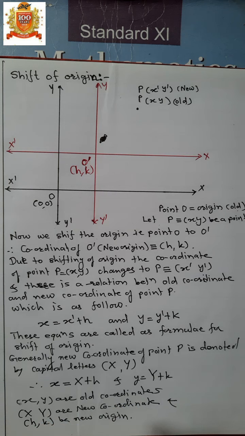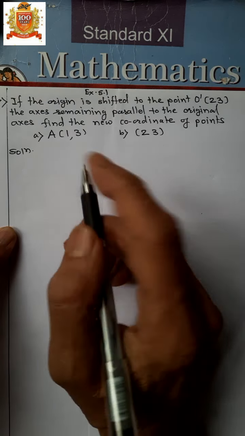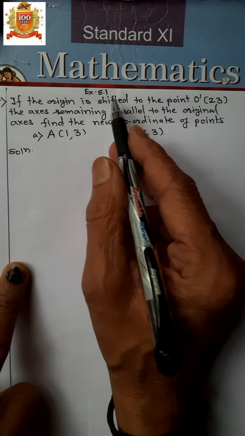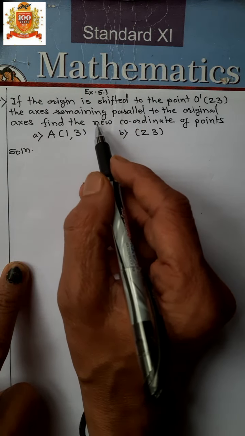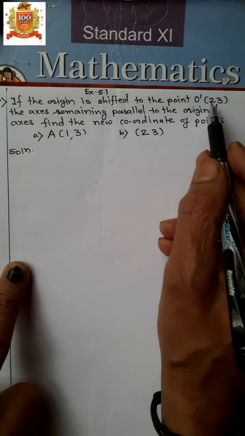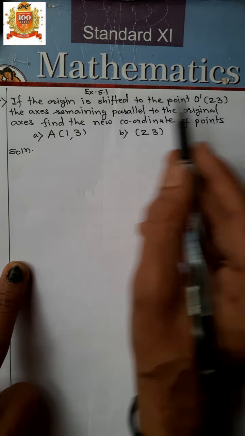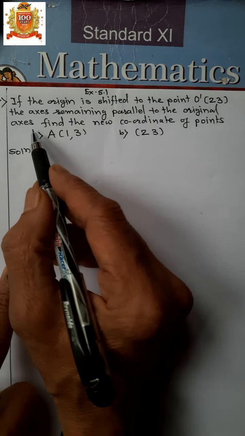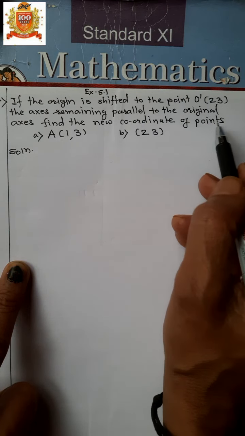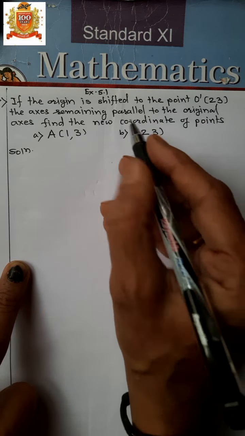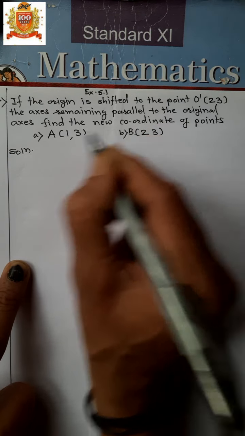Let us see problems based on this topic, problems based on shift of origin. Exercise 5.1, question number 7. The origin is shifted to the point O dash (2, 3), the axis remaining parallel to the original axis. Find the new coordinates of points A(1, 3) and B(2, 3).